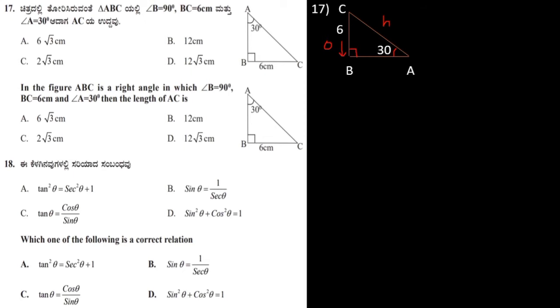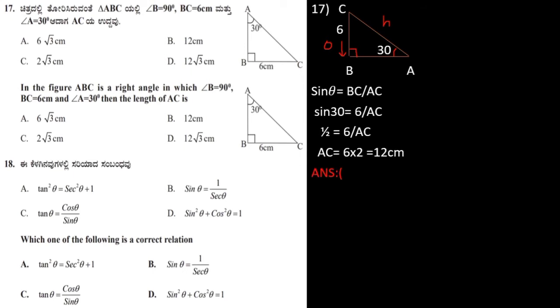Now I'll take sin theta, that is equal to opposite by hypotenuse. So theta value is 30, sin 30 is equal to BC divided by AC, we will get 6 by AC, because the BC value we have is 6. Now what is the sin 30 value? 1 by 2, that is equal to 6 by AC. Cross multiply, we will get AC is equal to 6 into 2, that is equal to 12 cm. Therefore answer B, option 12 cm, is the right one.